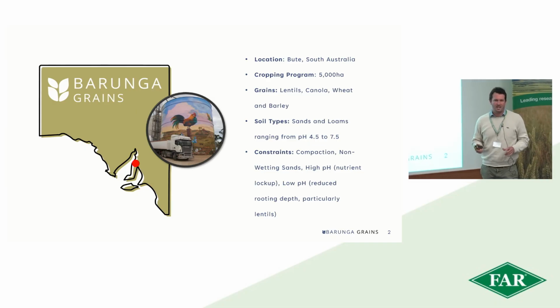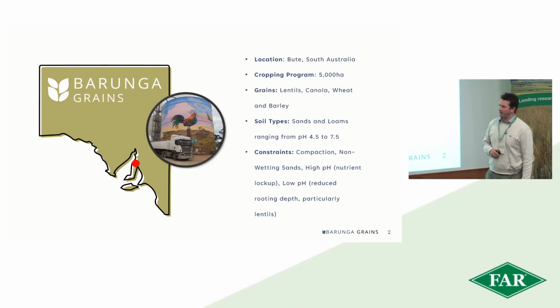Historically, we've had a bit of a change. We've been cereal dominant and we'd always be looking for that break crop. However, now we're lentil growers and the cereals are the break crops. So lentils are driving the profitability on our farm. That's just been a little bit of a shift in the last probably 5 to 10 years.